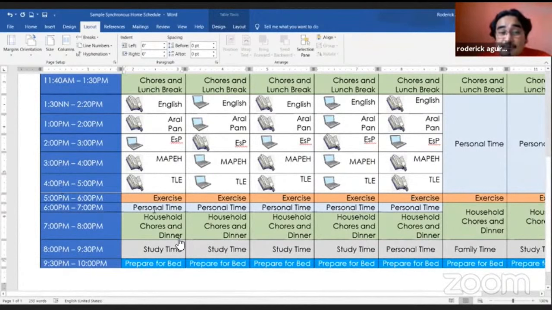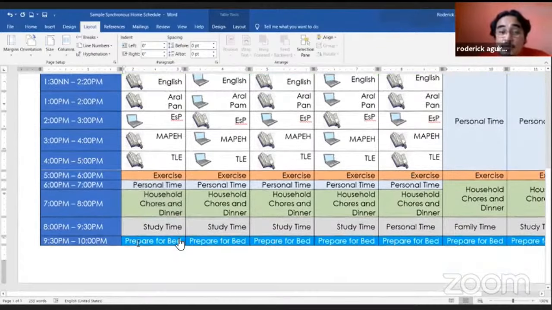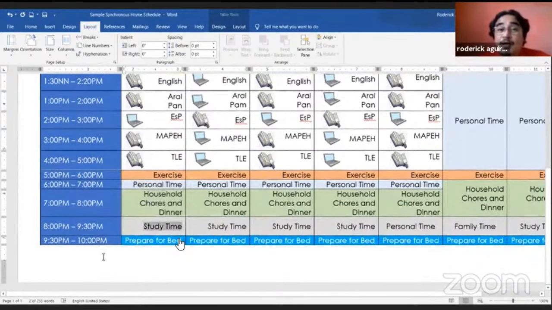Coming 6 to 7 p.m. is personal time, if they want to play online games that the president has prohibited, or they would like to play board games or just to sleep, let them do whatever they like because that's their personal time. 7 o'clock to 8 p.m. is household chores and your dinner. It can be swapped, depending on the schedule at home. Put the food and household chores first, and then personal time. But there must be study time. Why should there be study time?